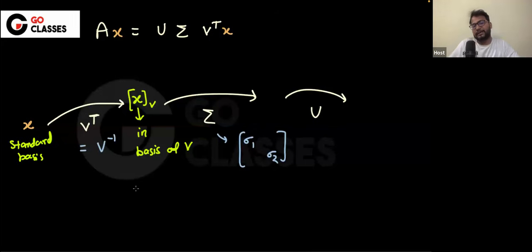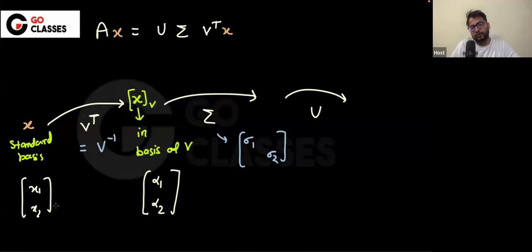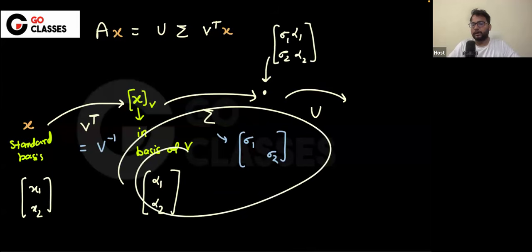Then let's suppose these coordinates are alpha 1, alpha 2. I mean, to start with, it could be anything, it could be x1, x2. Now this thing that you will be getting here will be what? This will be sigma 1 alpha 1, sigma 2 alpha 2, right? If you multiply this, you will be getting like this, right?